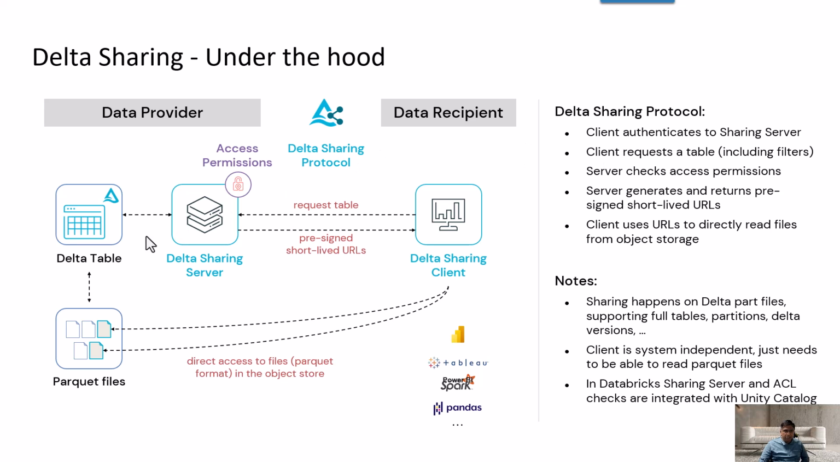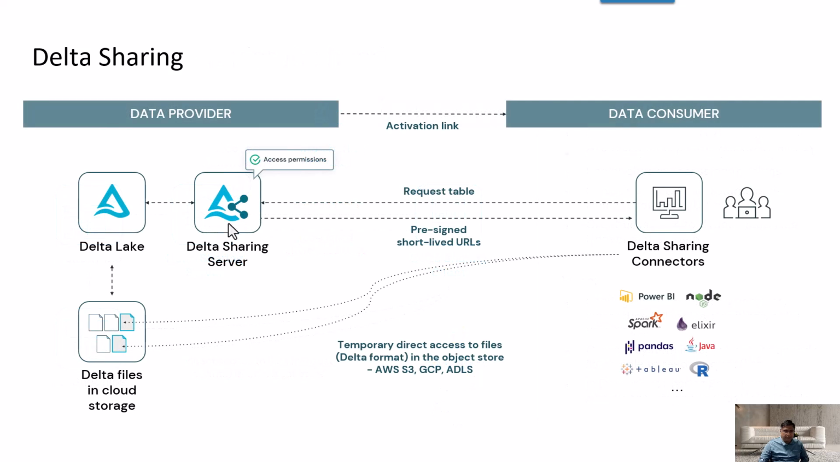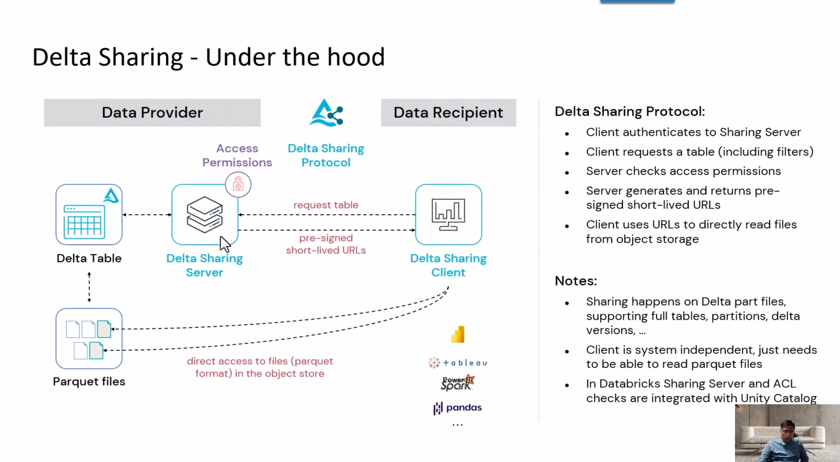Now let's understand the same concept at a more granular level, how it works under the hood. Again, Delta Sharing is an open source protocol, and the client authenticates to the sharing server. This is exactly the same data sharing server depicted here. The client requests a table, including all the filters. The server checks the access permission, then generates and returns a pre-signed short-lived URL, and the client uses the URL to directly read the files from the object storage.